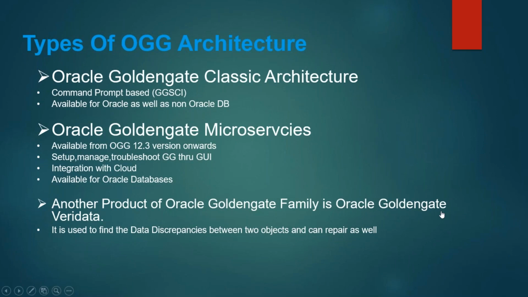Say for example, on source you have 10,000 records, on target you have 9,000 records. So, what Veridata can do for you is it can identify the discrepant records and it can repair those discrepancies for you. And if you want to repair them, it can repair those discrepancies for you.